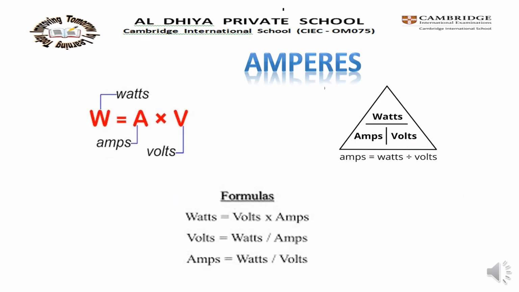Amperes. What is an ampere? The rate at which electrons flow through a wire is measured in units called amperes. The word is shortened to AMP. The symbol is A. 1 ampere is equal to 6 million electrons passing any given point in the wire in a second.